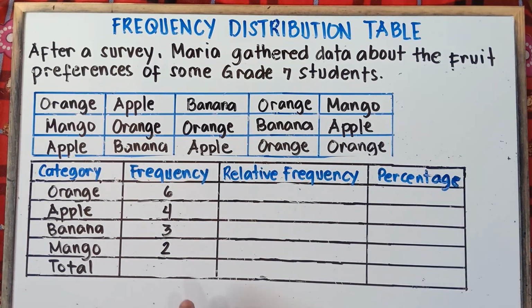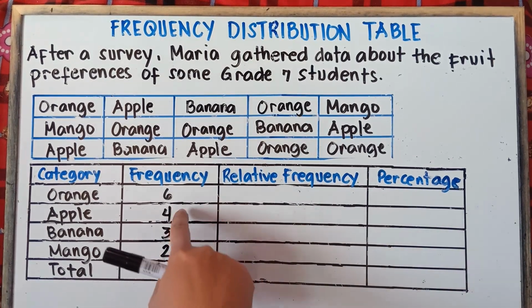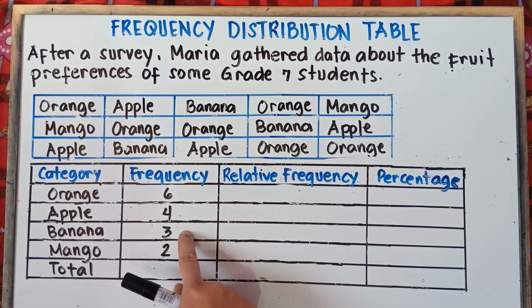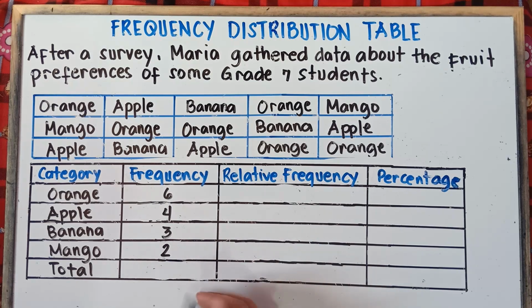Then we need to add these up to get the total of the frequency. 6 plus 4 is 10, plus 3 is 13, plus 2 is 15. So the total frequency is 15, class. Once again, frequency is how frequently the data occurs.